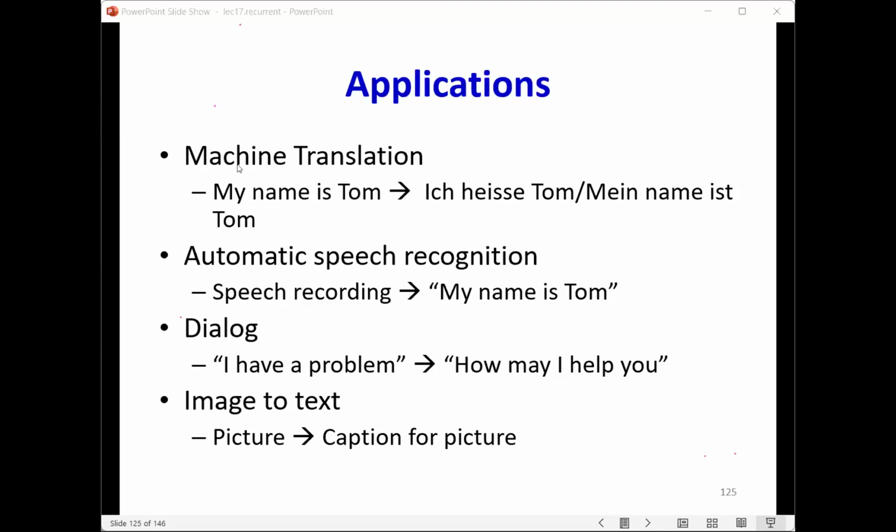So, some applications: machine translation. My name is Tom. Speech recognition, speech recording. Outcomes, my name is Tom. Dialogue: I have a problem. How may I help you? All of these can be addressed using this approach. You can even do image captioning.